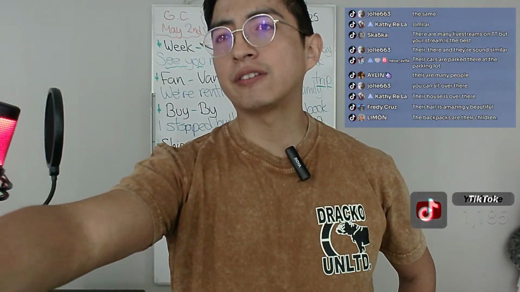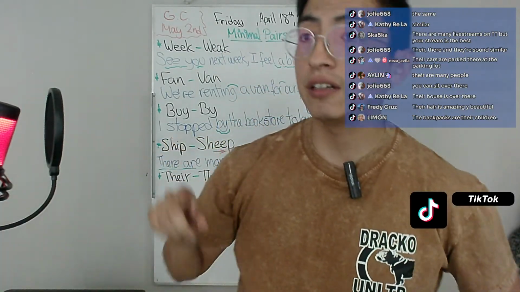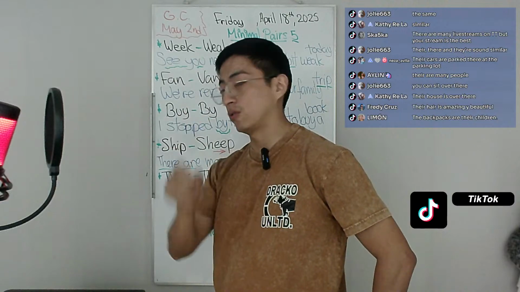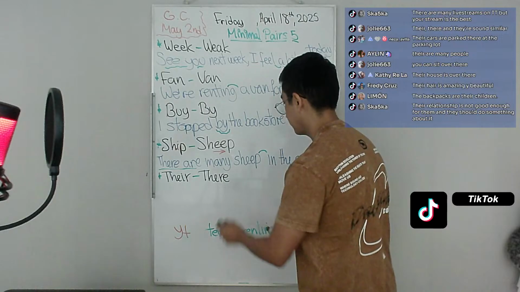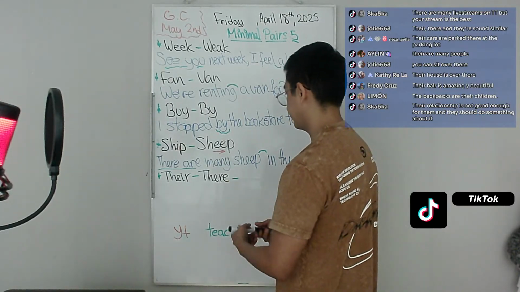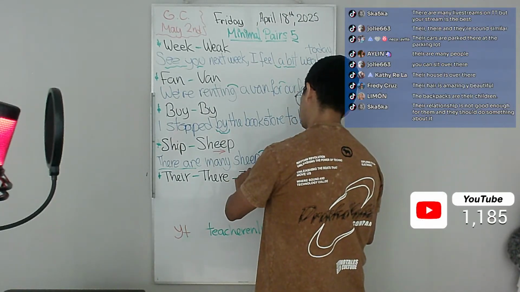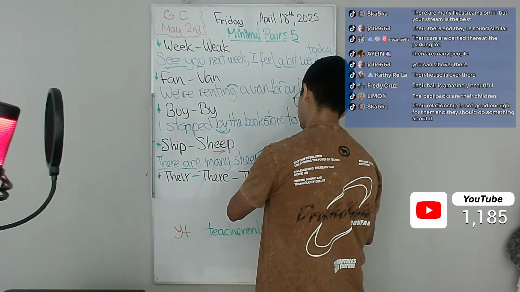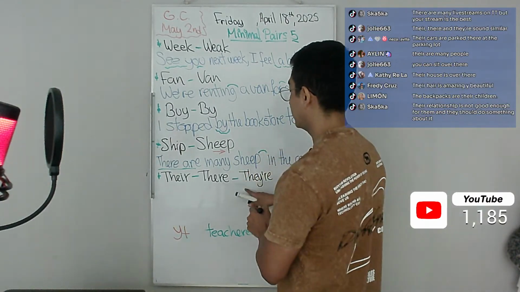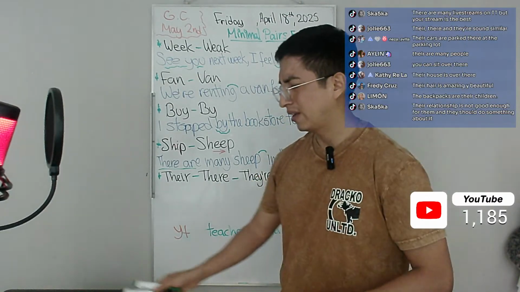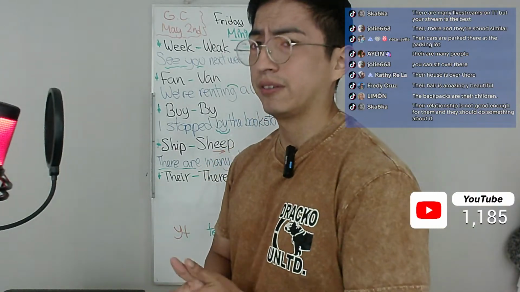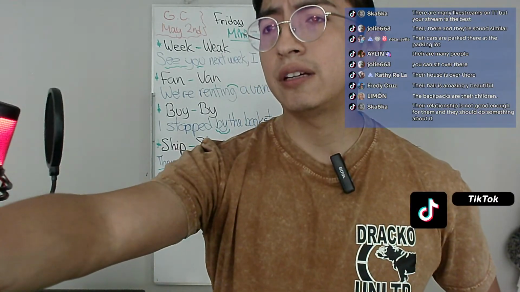Let's read your sentences, guys. They sound very similar. Yes, there. Yes, the other there too. You can also use that too. Very good. You're right. This other one is very similar to the contraction of they are. They are, there. It's very similar.